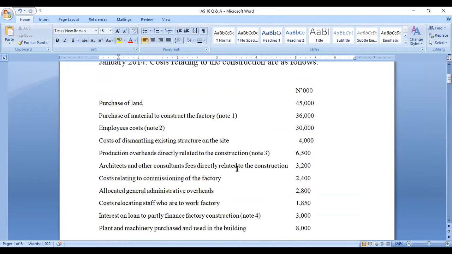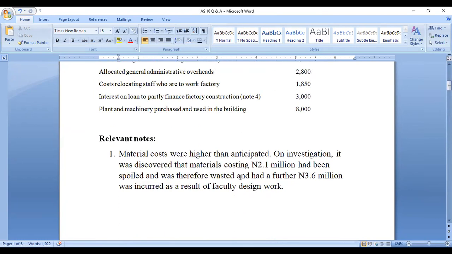So we're told that for purchase of material to construct the factory, we have a note under it. The note says material costs were higher than anticipated. On investigation, it was discovered that materials costing 2.1 million had been spoiled and were therefore wasted, and a further 3.6 million was incurred as a result of faulty design work. So what do you think we should do?